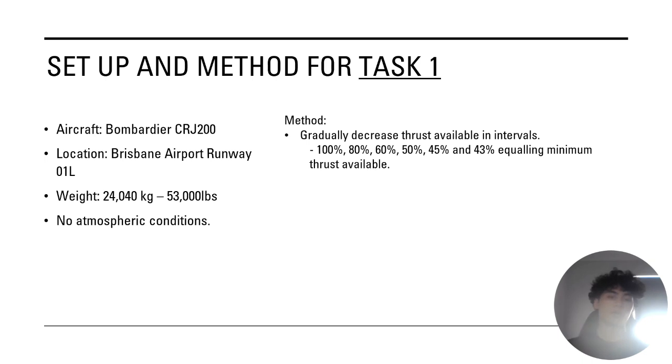To find the estimated minimum thrust available, we began to gradually reduce engine thrust in intervals of 20%, starting from 100%, 80%, and 60%. However, at 40%, it didn't take off. This meant that we had overshot the estimated minimum thrust available. So we went back to 50%, 45%, and at 43% available, the aircraft used up all the runway to take off, resulting in our estimated absolute minimum thrust available during the simulation. Through this test, we can find estimated minimum and then find and compare theoretical minimum thrust.